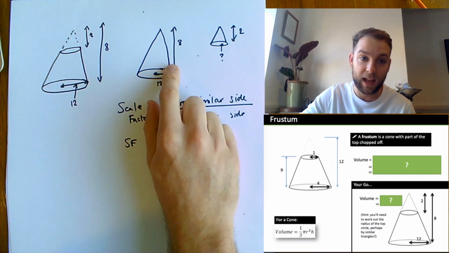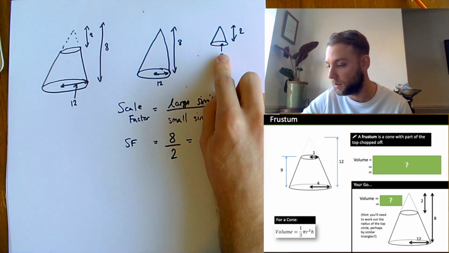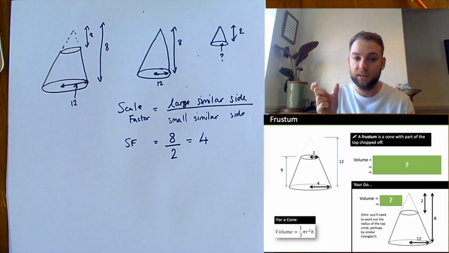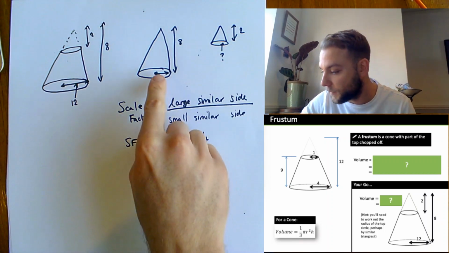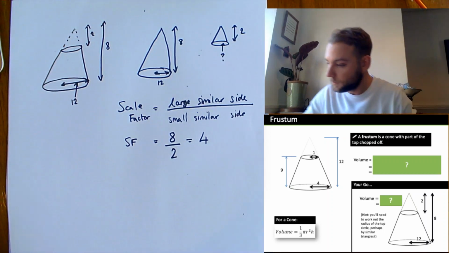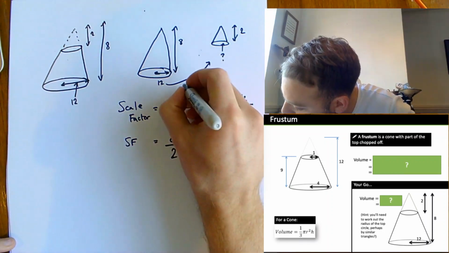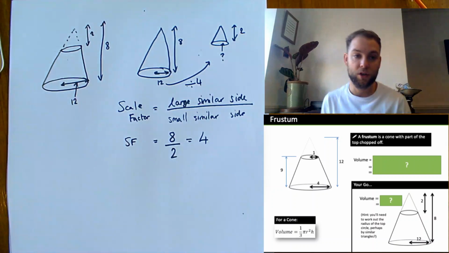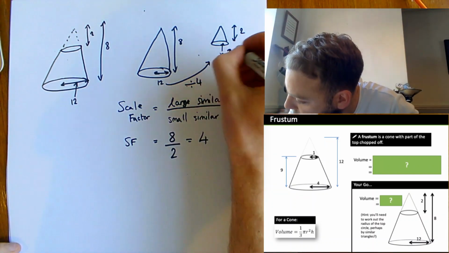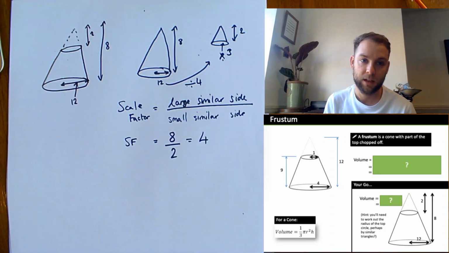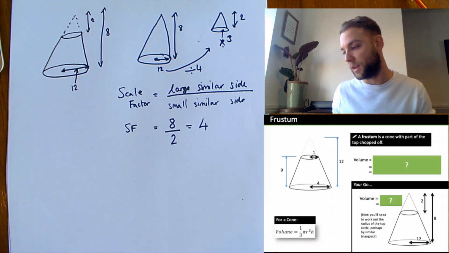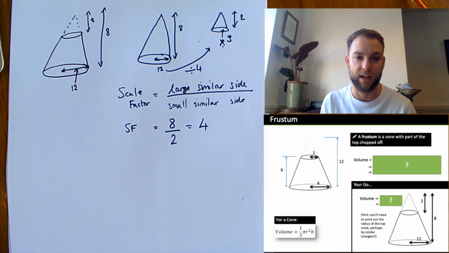So if this one here is 4 times bigger than this one, to find out this radius here, because it's a length, okay, we can divide this by 4. So to find out this radius here, we're dividing by 4. 12 divided by 4, it means this radius is equal to 3. And that's our starting point with this one. That's why this one's a little bit trickier, because we've got to work out what that radius is first.